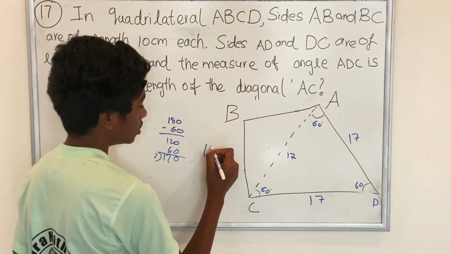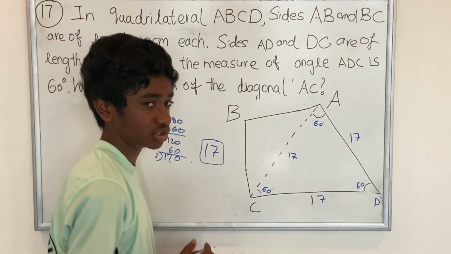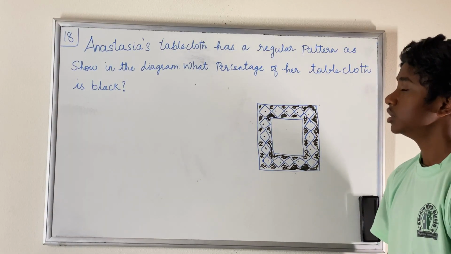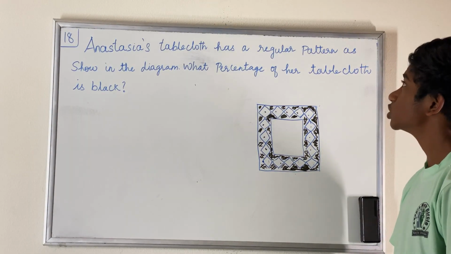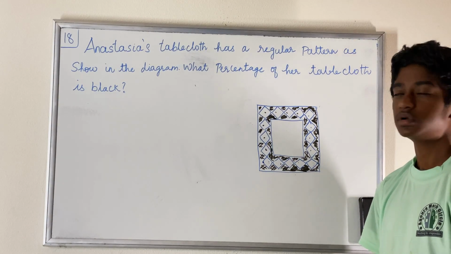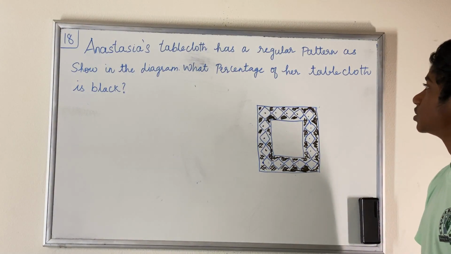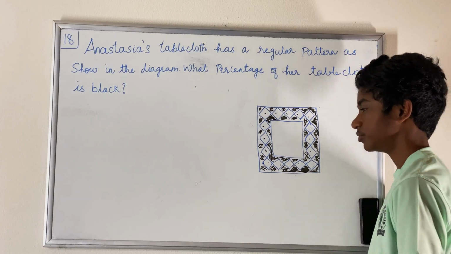So 17 is our answer. Problem number 18. Anastasia's tablecloth has a regular pattern as shown in the diagram. What percentage of their tablecloth is black?